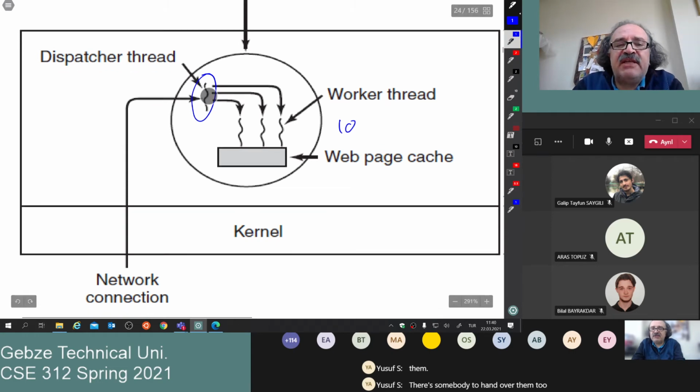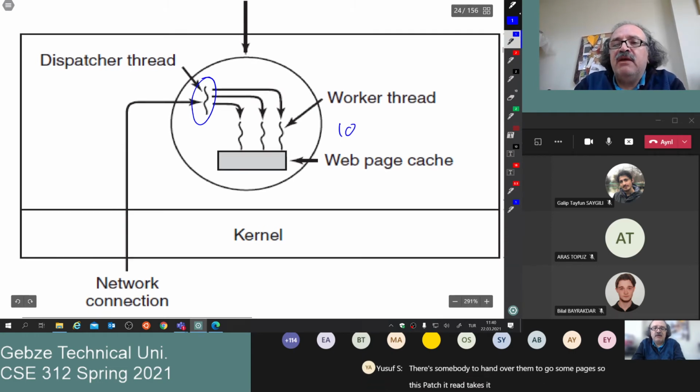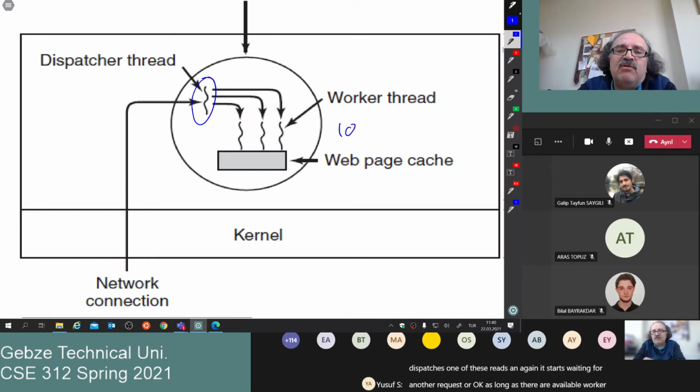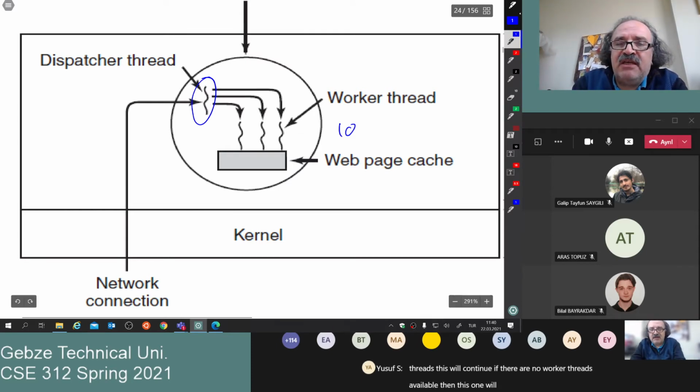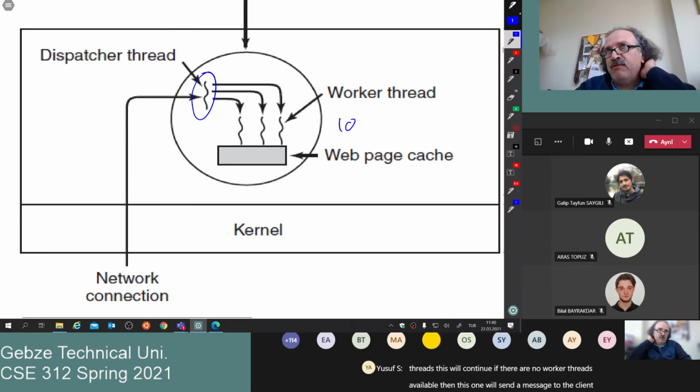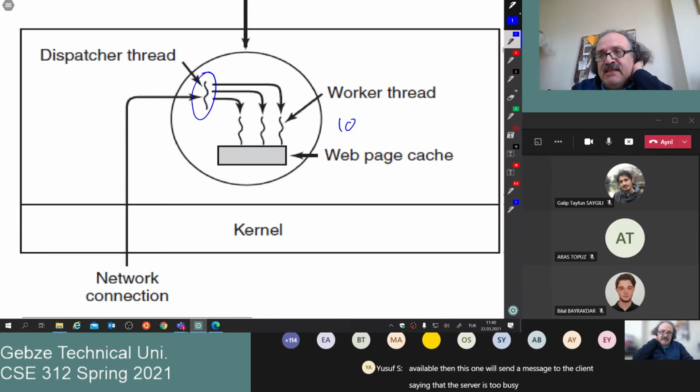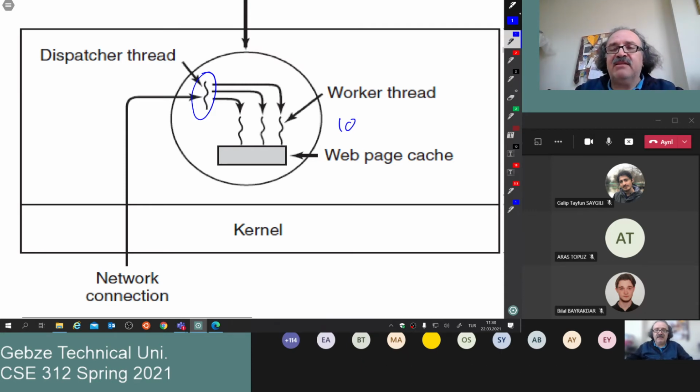So the dispatcher thread takes the request from the network and dispatches one of these threads, and again it starts waiting for another request. As long as there are available worker threads, this will continue. If there are no worker threads available, then this one will send a message to the client saying that the server is too busy, I cannot answer you right now, please try back later. Sometimes you get this message, right? The server too busy message. It doesn't happen often, but it happens from time to time.